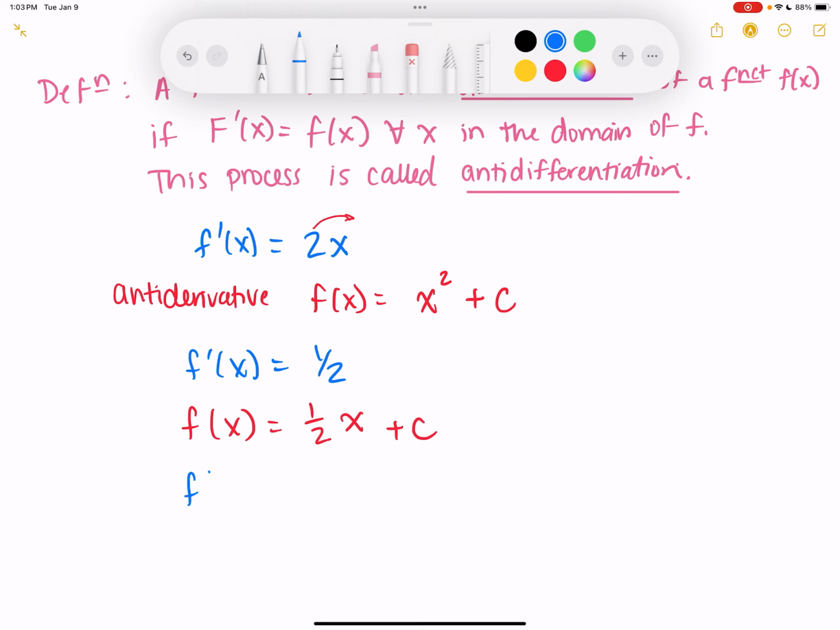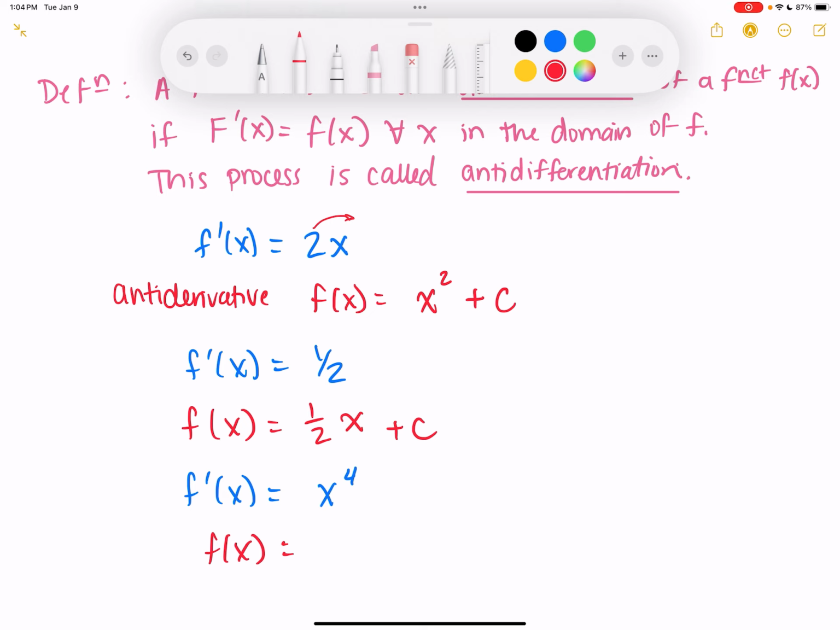So f prime of x is, let's do x to the 4th. And so I'm trying to find my original, okay? So I'm trying to go back and find f of x. So what do I know the power of my original function had to have been for it to now be x to the 4th?